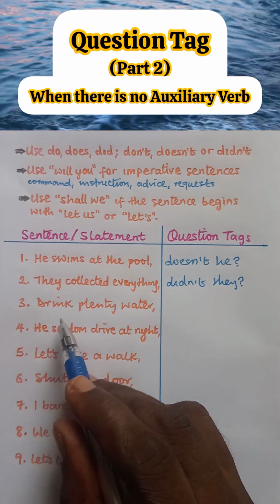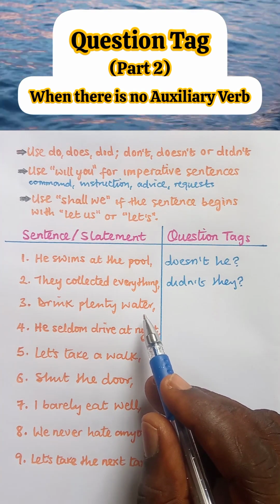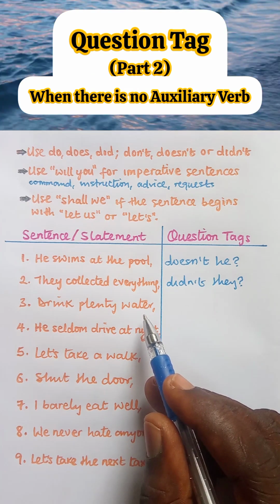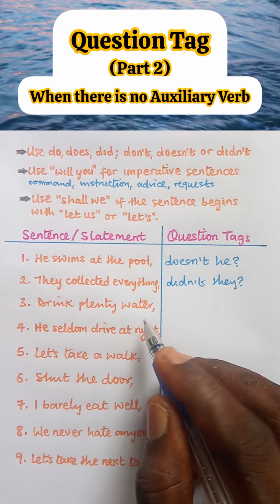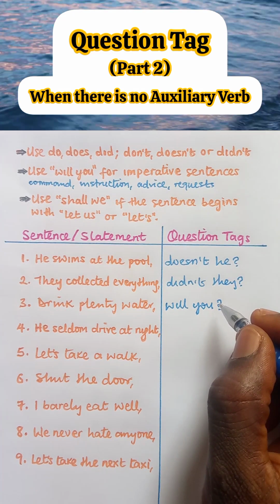Number 3, drink plenty water. This is an imperative sentence. It is an advice being given. And for imperative sentences, the question tag is will you? Drink plenty water. Will you?